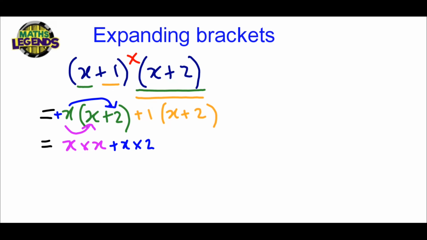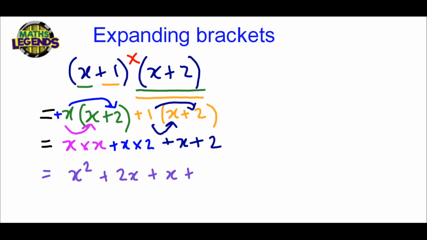Now looking at the second part, 1 times x plus 2. Now 1 times anything does not change the answer, but effectively what we are doing is the same, where we're multiplying the 1 with each of the terms inside the bracket, so 1 times x and 1 times 2. So this just becomes plus x plus 2. So we simplify. x times x is x squared, plus x times 2 is 2x, plus x plus 2.